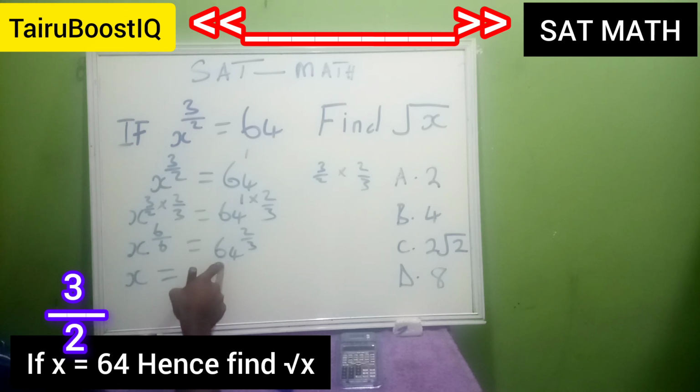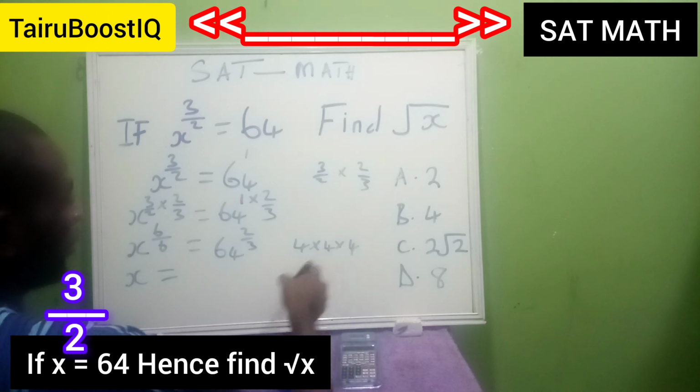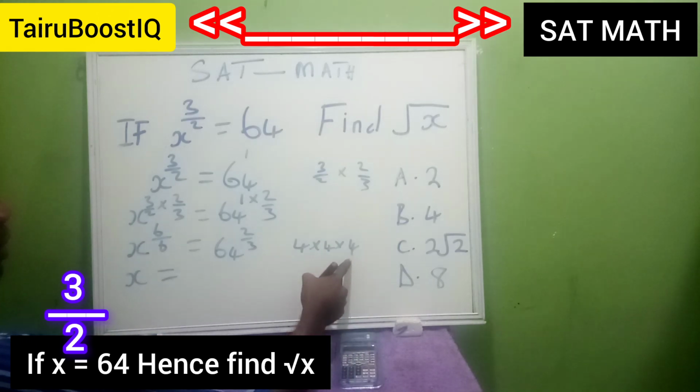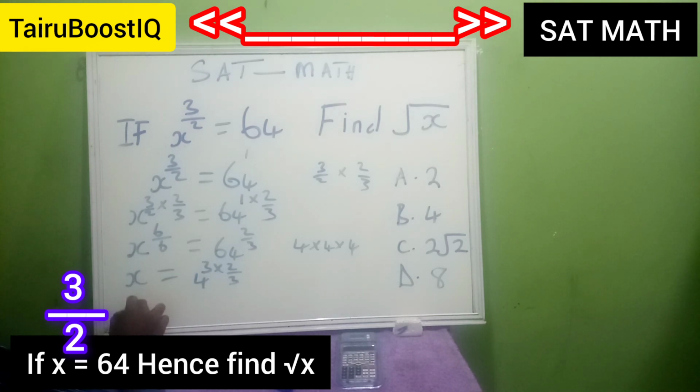Now I can write 64 as 4 times 4 times 4, in 3 places. 4 times 4 is 16, and 16 times 4 gives me 64. And I can rewrite this as 4 raised to power 3 times 2 over 3. I hope you understand. So here now I can have x is equal to 4 raised to power 6 over 3. That is 3 times 2 gives me 6.